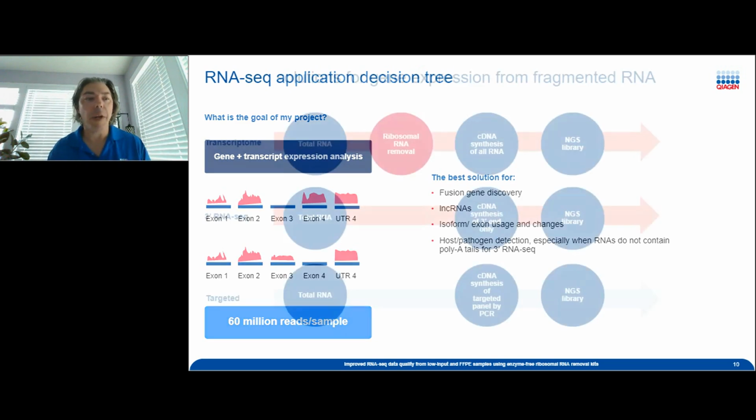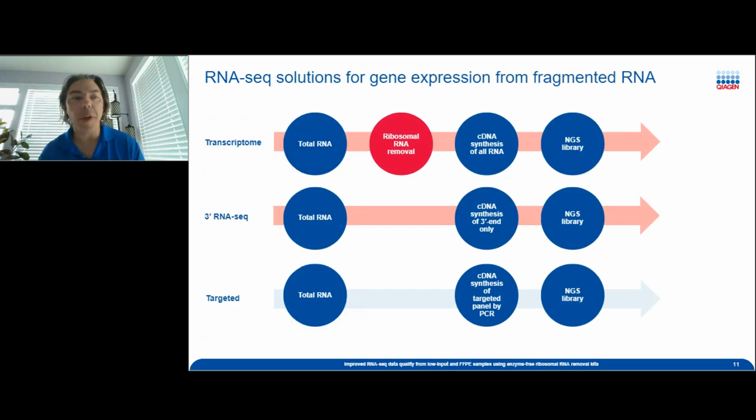And just to orient you to the major steps in a complete transcriptome experiment, we're going to isolate the total RNA. From there, we're going to have a ribosomal RNA removal step. We'll do cDNA synthesis, and then we're on to our NGS library preparation once we have the cDNA.